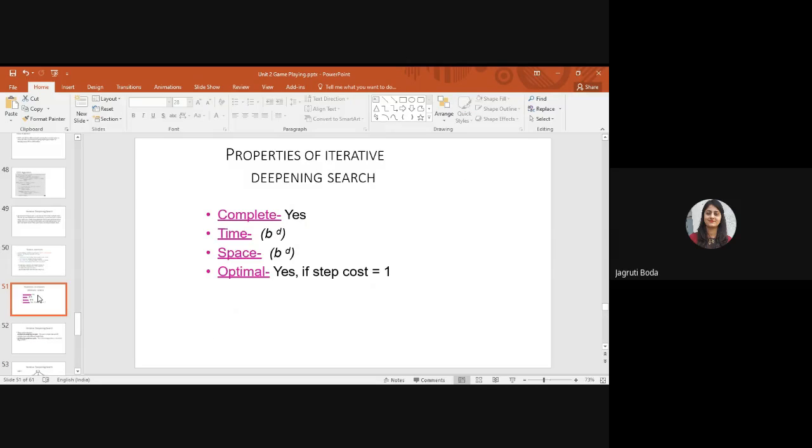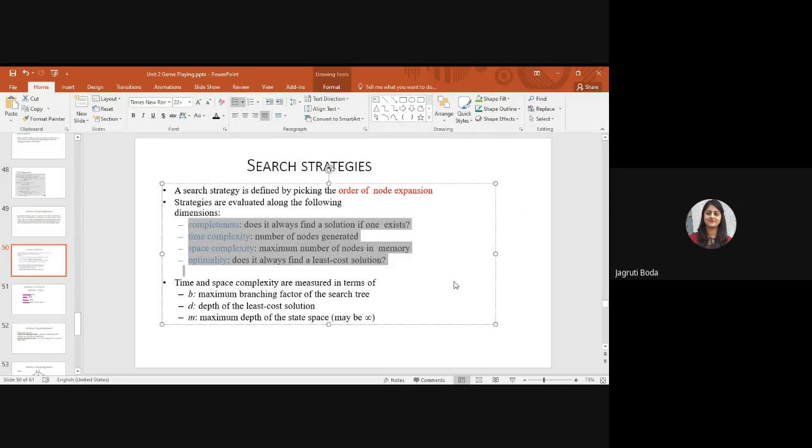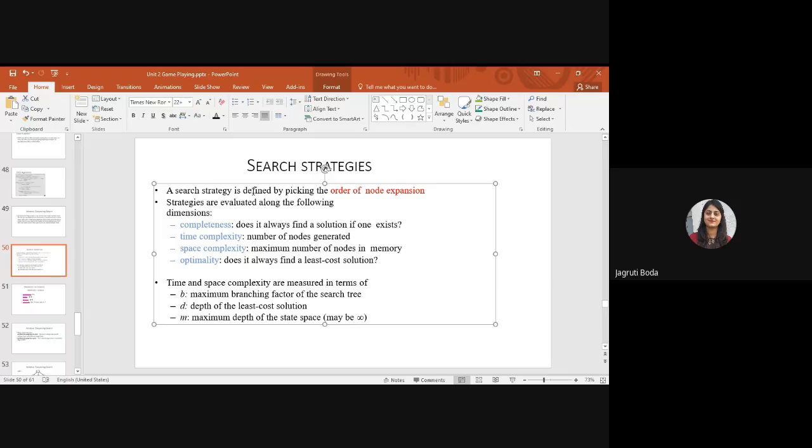Now, you can see here, what is completeness? These terms are mostly used for evaluating the performance of your algorithm. So what are time complexity, completeness, space complexity, and optimality? A search strategy is defined by picking the order of node expansion. Search strategies are evaluated along the following dimensions. The first one is completeness. What is completeness? Does it always find a solution if one exists?